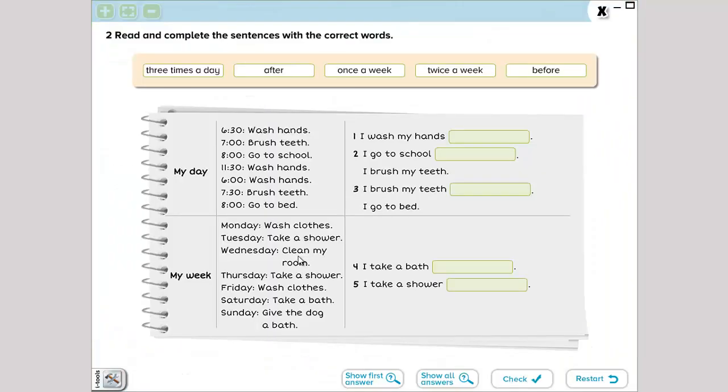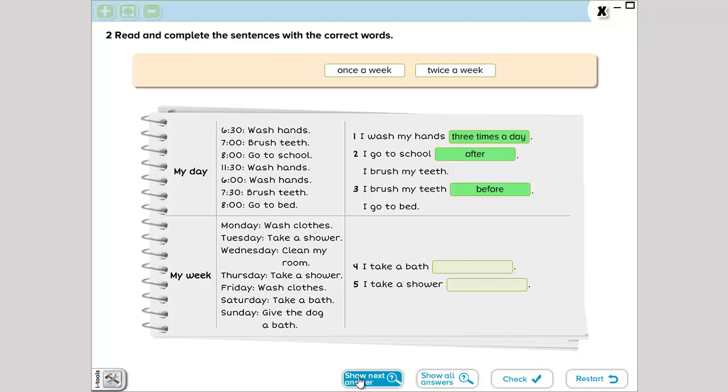The last part, it says, read and complete the sentences with the correct words. Okay, so I wash my hands 3 times a day. I go to school after I brush my teeth. I brush my teeth before I go to bed. Okay, that's what we do in a day, okay? Miren, aquí tenemos el horario de lo que hacen un día, in a day.